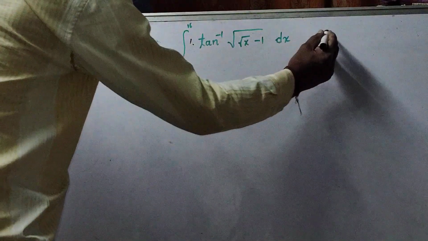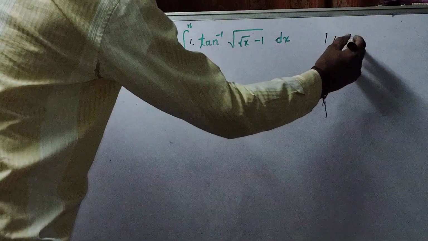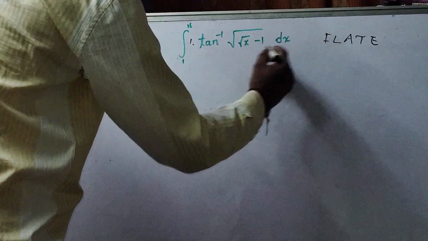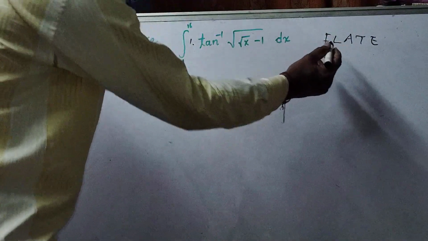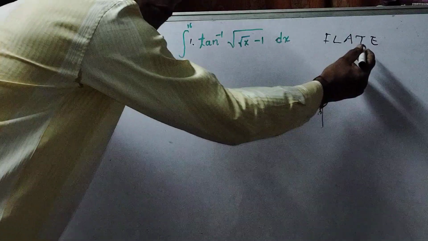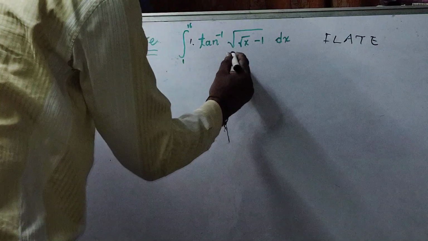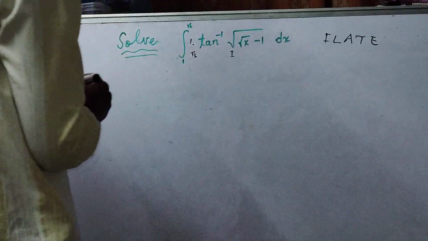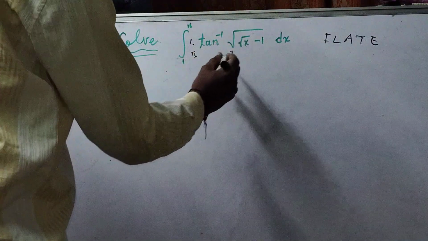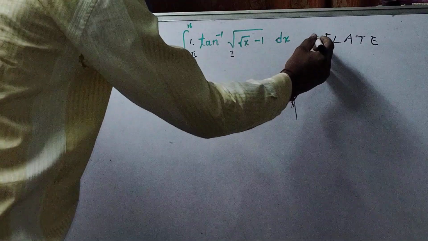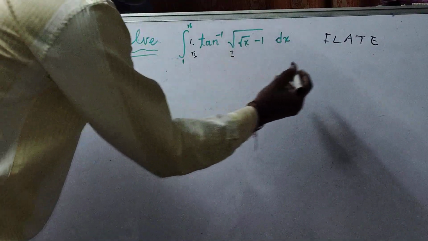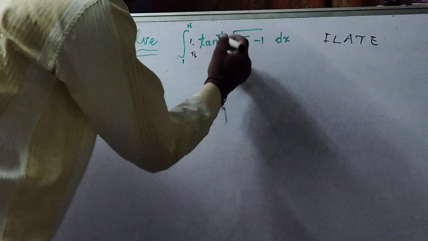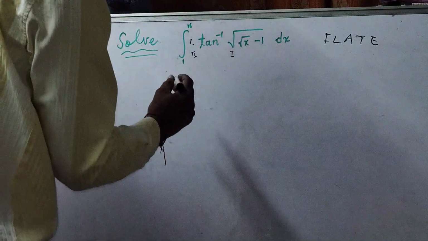So first we take the first part. According to ILATE, I means inverse, L for logarithm, A for algebraic, T for trigonometry, E for exponential. This we consider the first function and this the second function. By parts, first we decide which one is the first function. According to ILATE, the first function is inverse trigonometry, and this one is the second function.